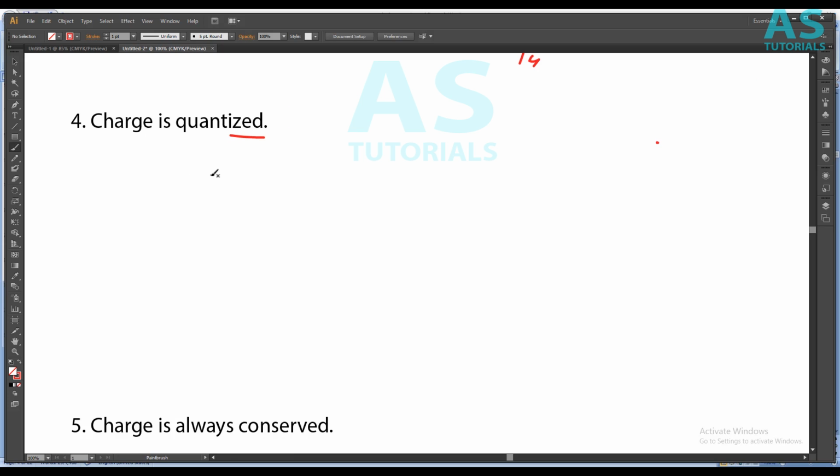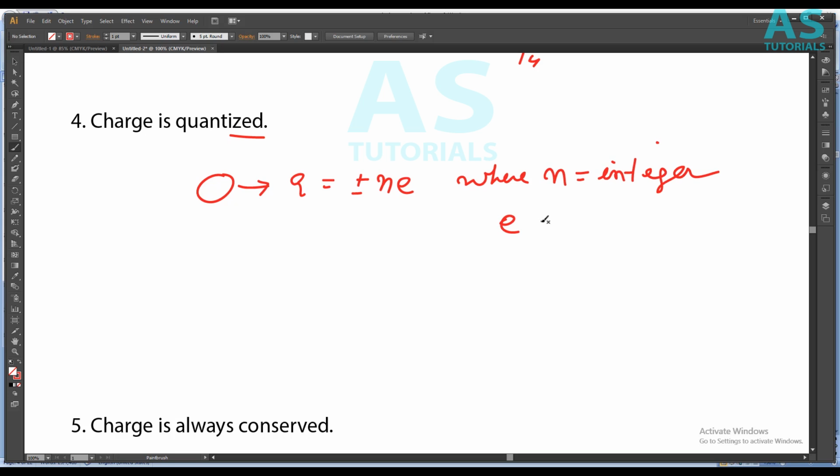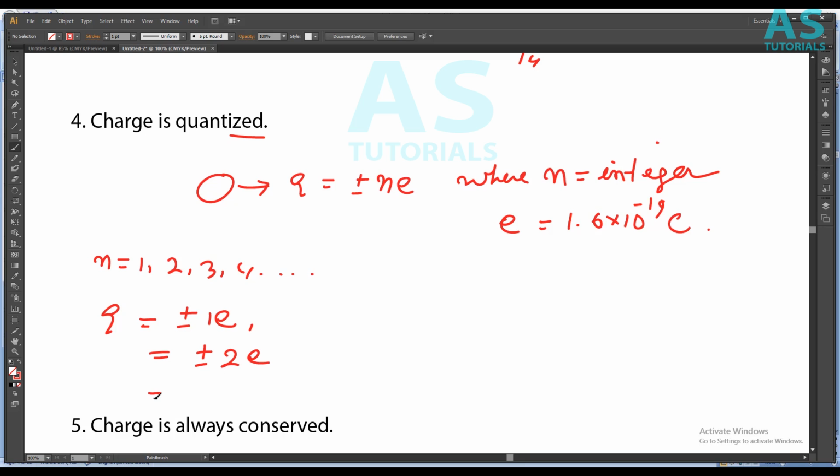In the fourth point, we have quantization of charge. It says that the charge on a body is equal to plus or minus n e, where n is an integer and e is the basic charge, equal to 1.6 times 10 to the power negative 19 coulomb. You can get the different values of charges by substituting n equal to 1, 2, 3, 4, such as Q equal to plus or minus 1e, plus or minus 2e, plus or minus 3e. All these values are possible values of charges.